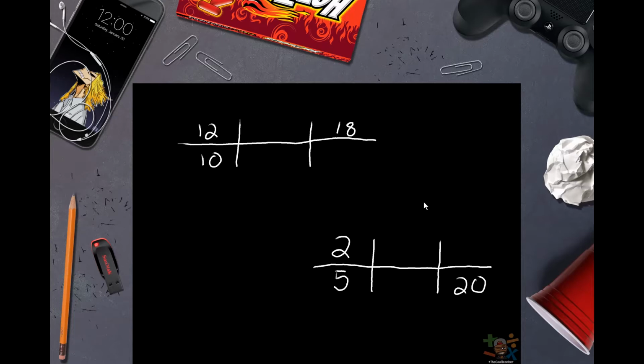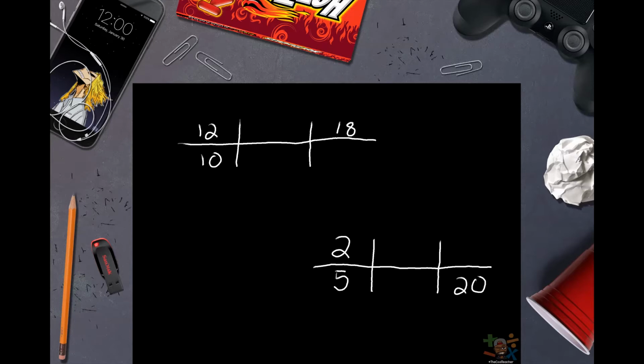Alright, ratio tables. The thing about ratio tables is you kind of have to have some number sense. You kind of have to know factors and multiples, at least have a knowledge of those kind of things. And your multiplication and division have to be on point too, because that's what we're doing to fill in all the spaces for our ratio tables.